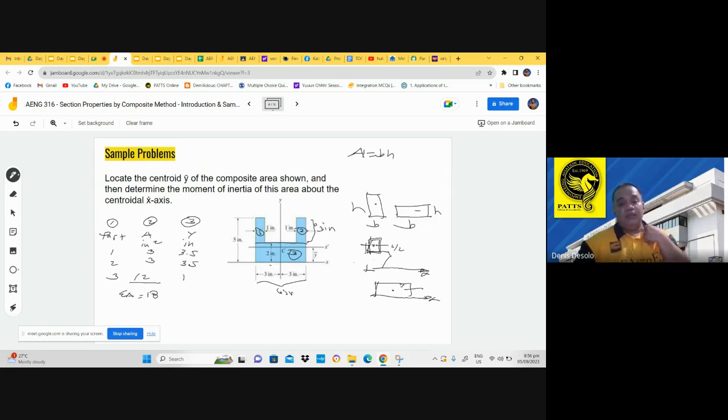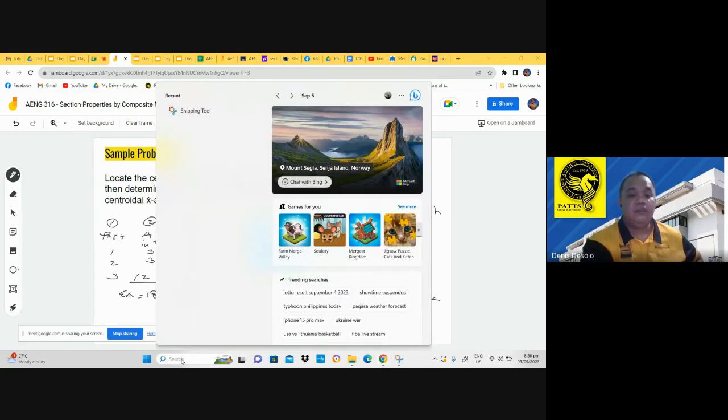Next, the fourth column is actually the product. Let me write the column here. It's the product of the second and the third columns, so we multiply the area and the y. Basically, we are also multiplying their units, so it becomes cubic inches. So let's use a calculator.